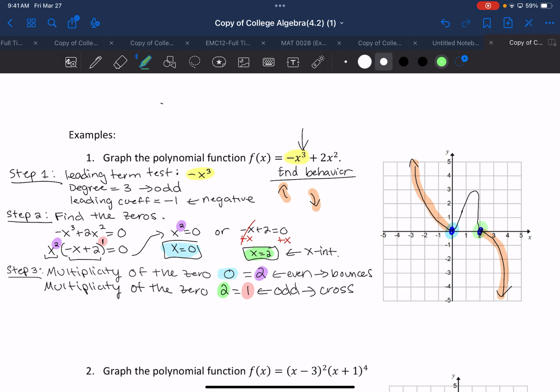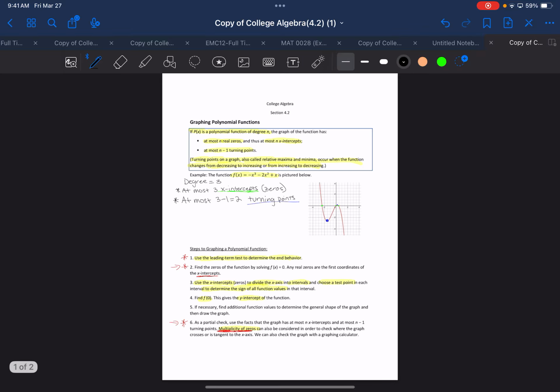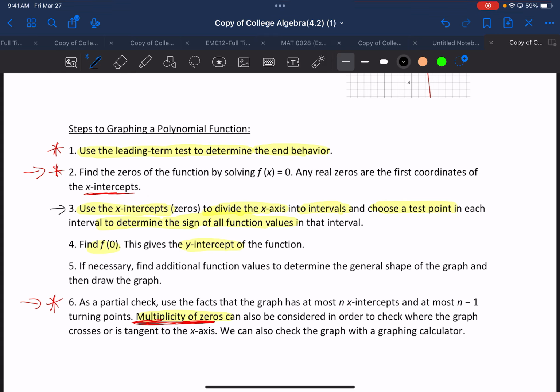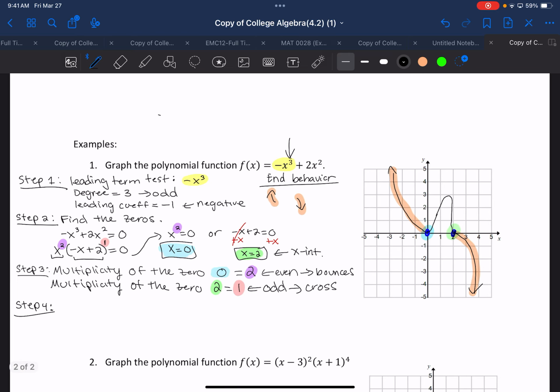All right, now, let's say they give you a couple of options that have the same shape, and you need to go further. Then the next thing you could do is find some additional points. And remember on that list of steps over here, number 3, it says you can use the x-intercepts to divide the x-axis into intervals and choose your test points.